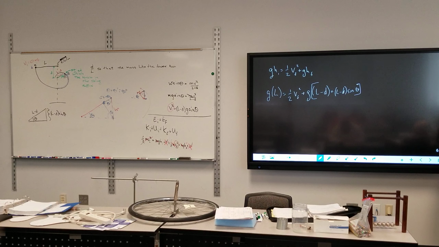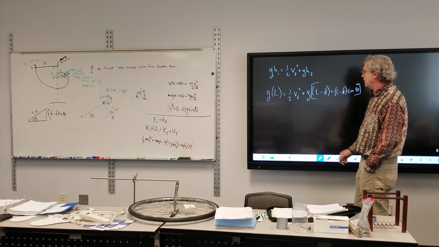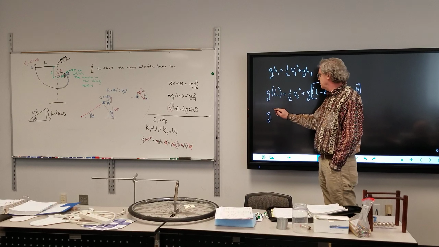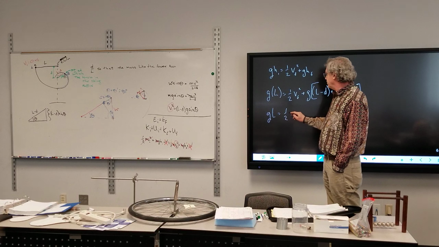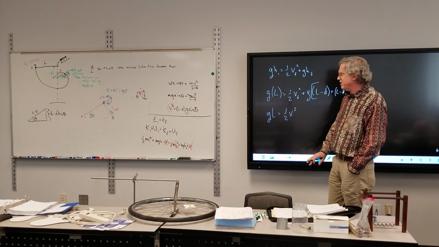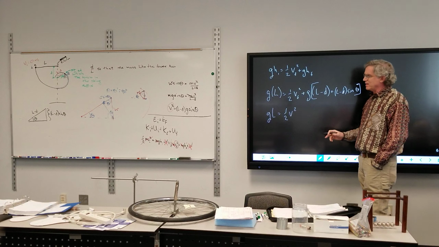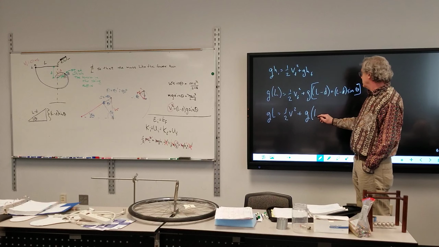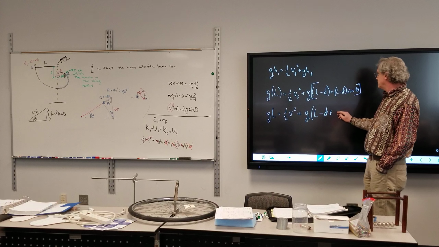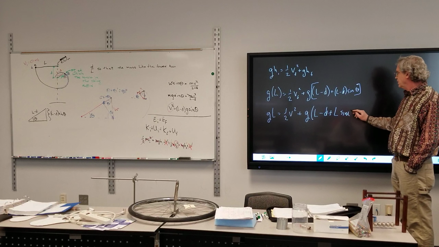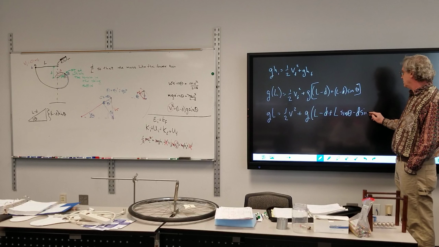Now let's do some distributing and see what we can get rid of. So I have g L is 1/2, I'm just going to drop it down, just v squared because we have v squared over there. They are the same v's. They happen at the exact same spot. Plus g times L minus D plus L sine theta minus D sine theta.